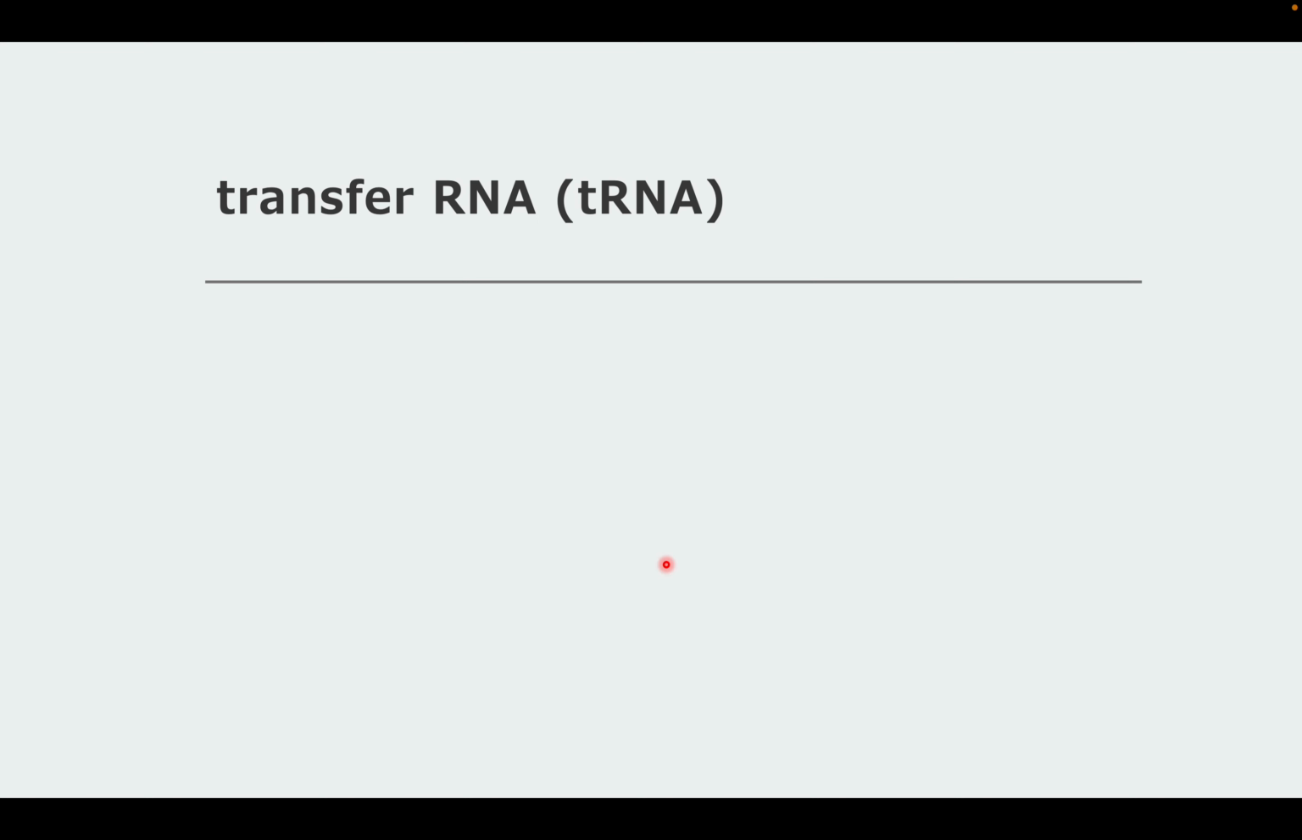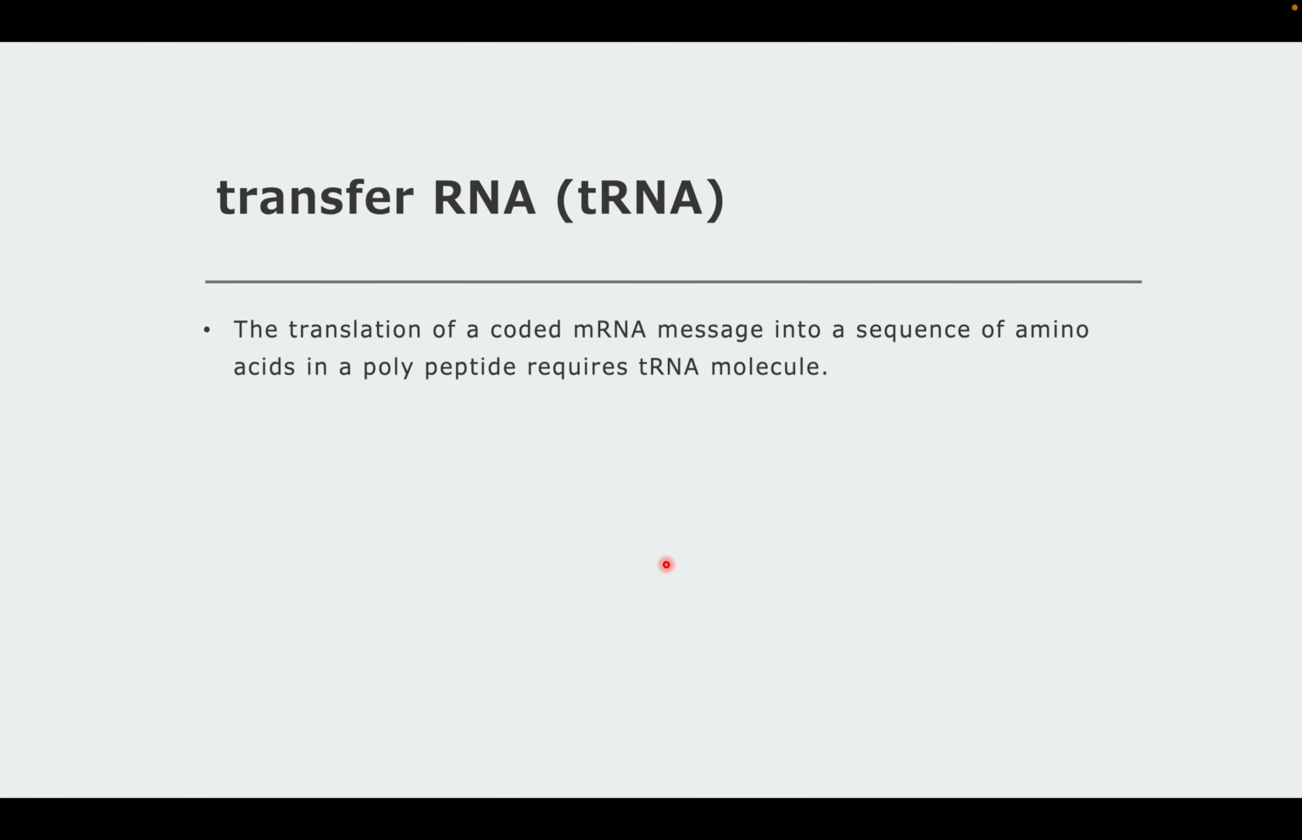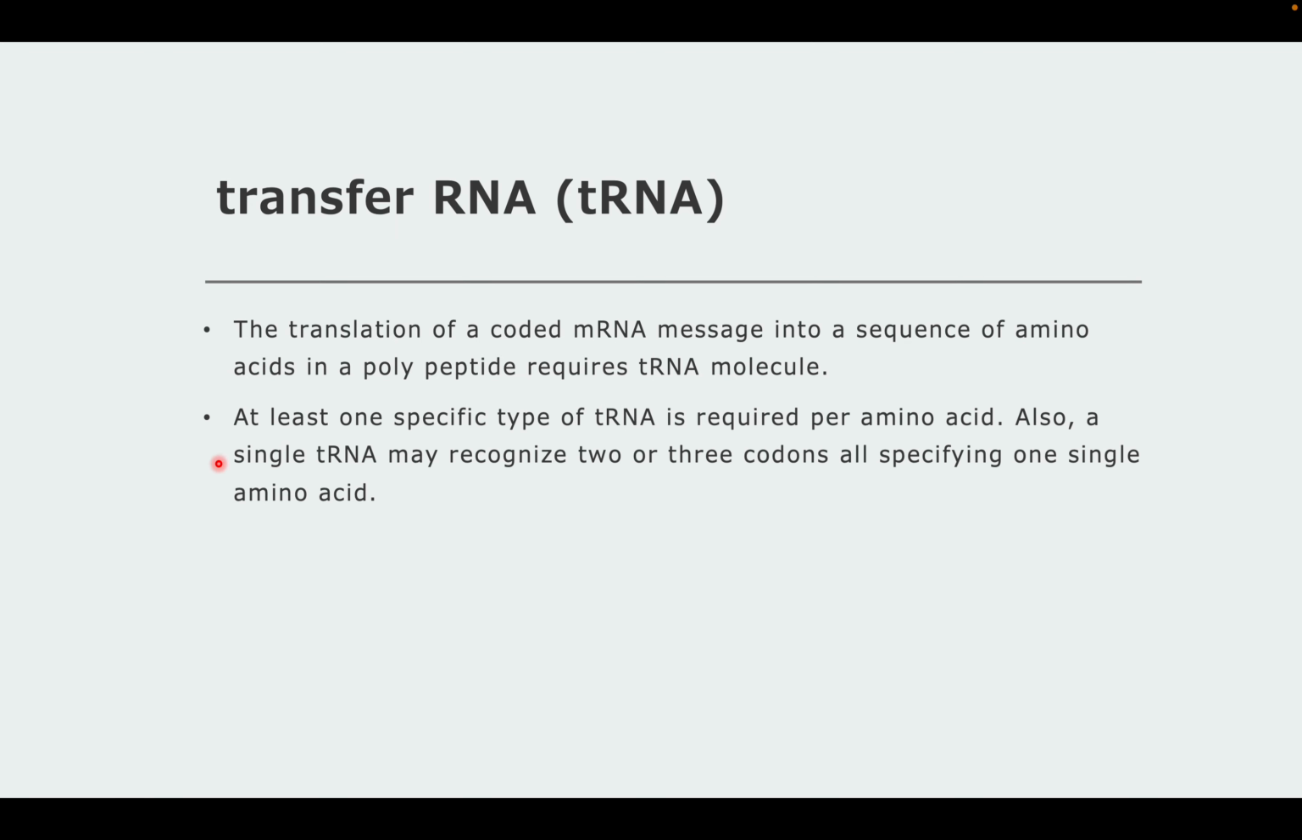So what is tRNA? What does it do? The information which is present in the mRNA is decoded by the tRNA, and it brings the specific amino acid, with the tRNA molecule having the anticodon for the mRNA. At least one specific tRNA is present per amino acid, and because different codons can code for one amino acid, the tRNA can recognize these codons but only for one specific amino acid.